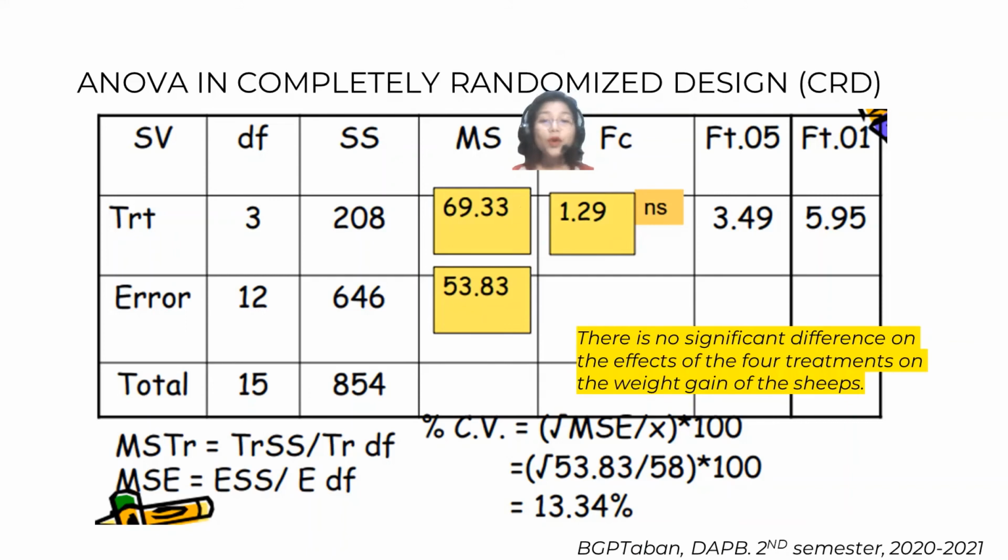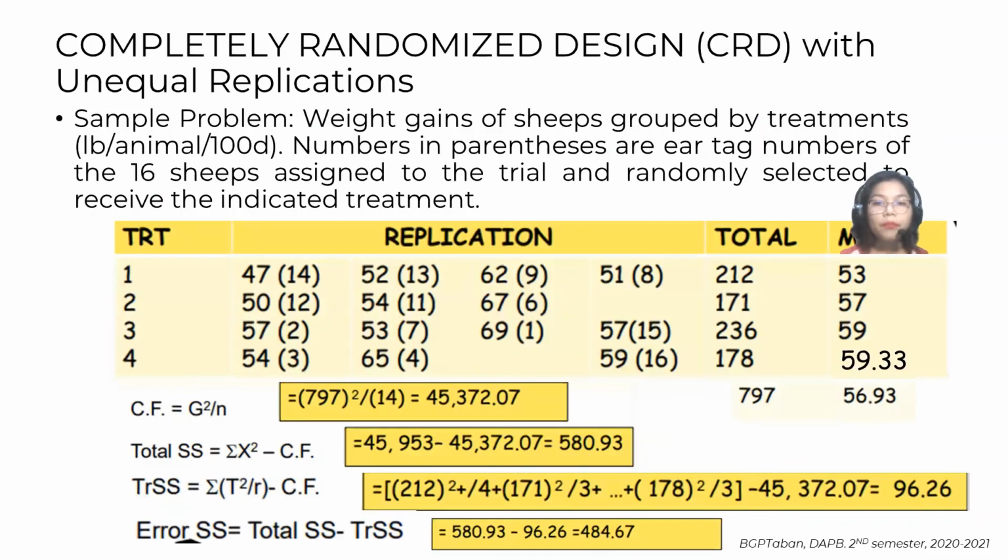So, yun po, ganun lang po kadali ang ating CRD ANOVA with equal replication. Paano naman po pagka unequal replication? Kunwari, namatay yung sheep natin sa replication 3 ng treatment 4 at saka namatay or nawala or ninakaw yung sheep natin sa treatment 2, R4.